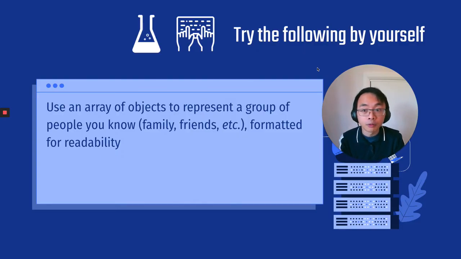So to embed your learning from this, you can use an array of objects to represent a group of people, and format it for readability. So you might be using the same array of objects you had from the last video, this time formatting using what we learned in this video.